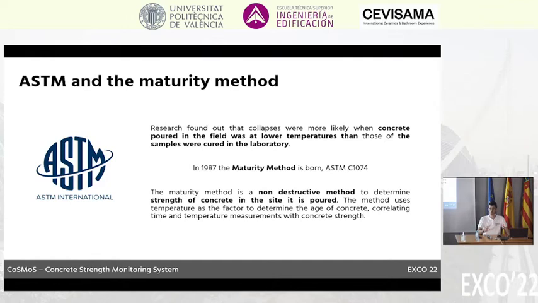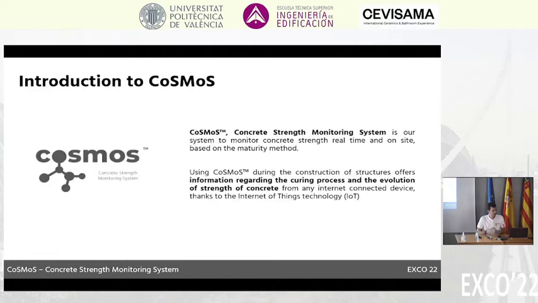But at the end, when you really want to put it in a project, it becomes quite complicated because you need continuous monitoring for it. You need to start assessing concrete temperatures from the really beginning of the concrete pouring up until the moment you want to assess strength. So in order to manage that volume of data, it has never been put into practice commonly. So that's the reason that we decided to develop CoSMoS.